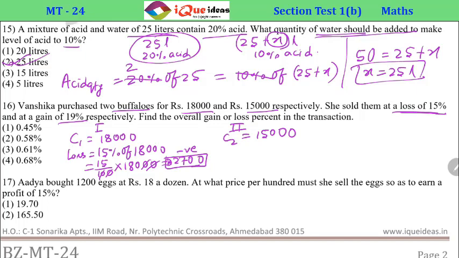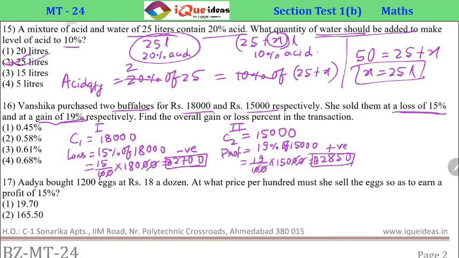On the second one, let's say the cost price is 15,000 rupees. And on that we have a gain of 19%, right? So here the profit value will be equal to 19% of 15,000. A normal calculation again: 19 by 100 into 15,000. 0 and 0 cancel, 19 into 15 is 285. So it is 2,850 rupees. And remember, this is a profit, so it is positive.